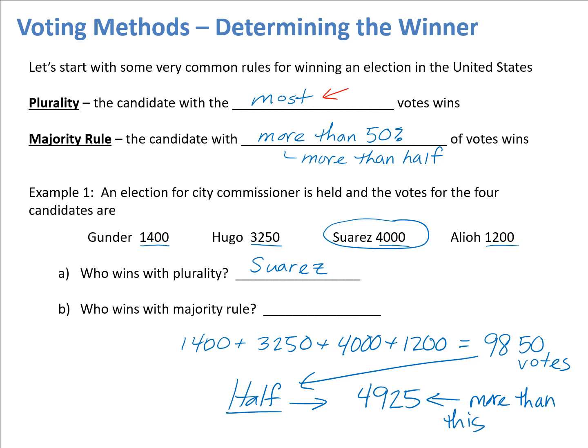And no one has more than that amount of votes. Suarez only has 4,000. So no one in this election actually wins a majority. Some states and some municipalities require a majority for someone to win an election. So it's important to distinguish between a plurality, which is most votes, and a majority, which is more than half the votes.